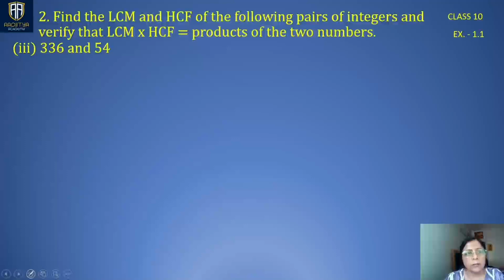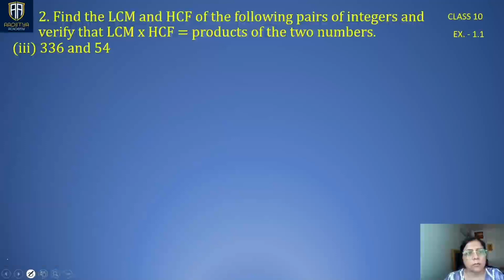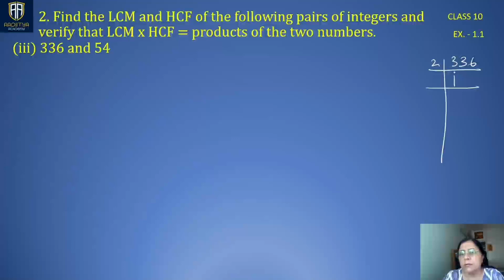So now our next sum is 336 and 54. So we first have to find the HCF and LCM of these two numbers. For that, we do the prime factorization. 336. 2 ones are 2, 2 6s are 12, 2 8s are 16, 2 4s are 8, 2 2s are 4, 2 1s are 2, 21, 3 7s are 21 and 7 1s are 7.